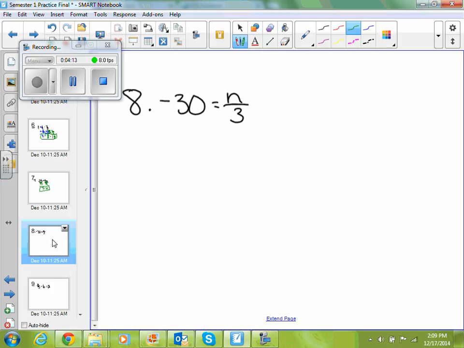Alright, number 8, negative 30 equals n over 3. How do I solve this? So n equals negative 90.